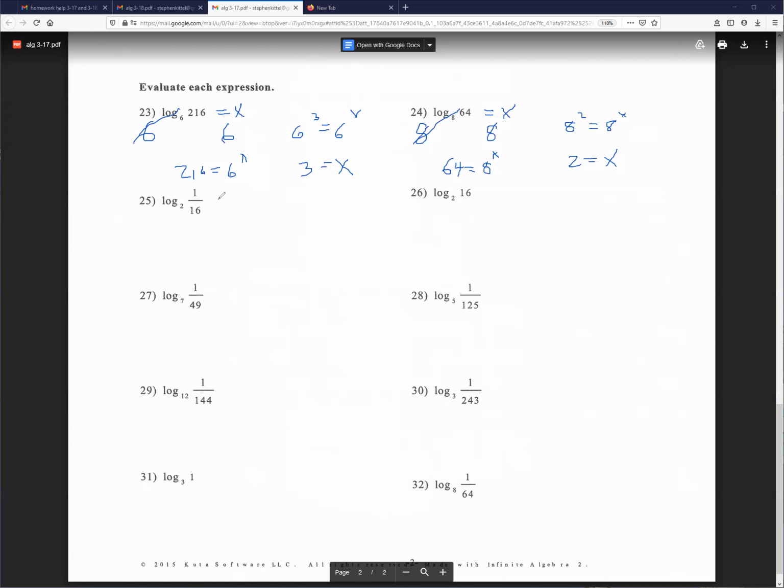Log base 2 of 1/16 equals x. 2 to the power, we get 1/16 equals 2 to the x. 1/16 is 1 over 2 to the fourth. So in other words, 2 to the x equals 2 to the negative fourth, and therefore x equals -4. Number 26, well, we basically just did 26, except it's not 1 over, so it won't be negative. That's just going to be x equals 4. But all these ones that are like a fraction, they're just going to have a negative number.